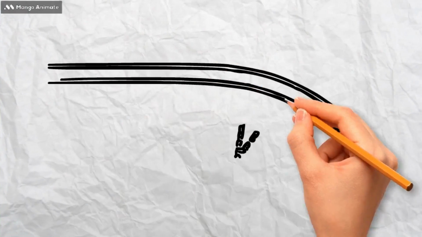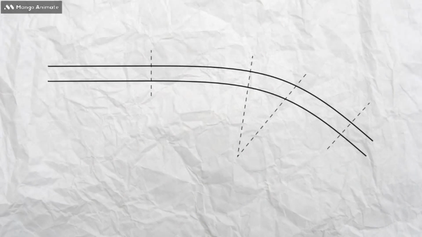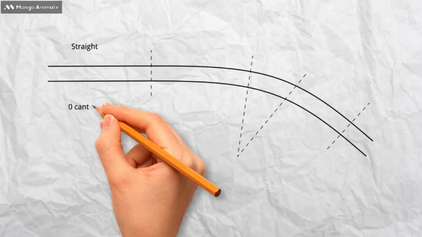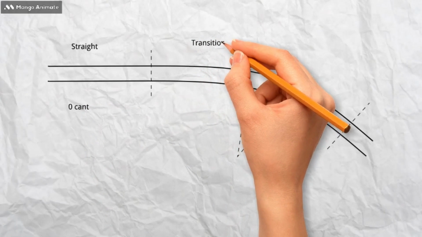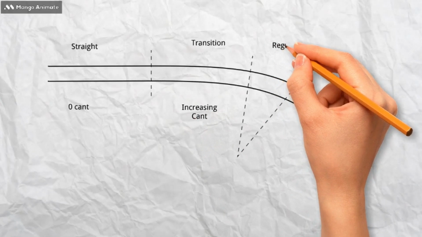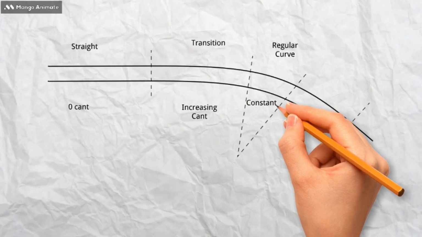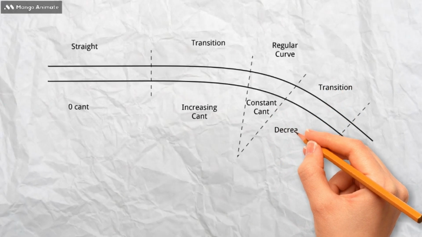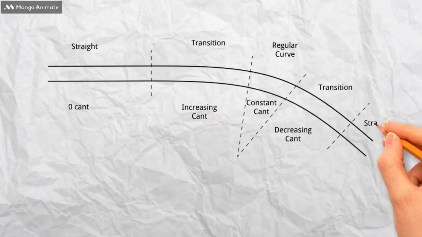Transitions link straight track to curves. They are curves with a radius varying through their length, that slowly tightens until it reaches the radius of the curve it is linking to. Similarly, the cant is increased, or built up through the transition until it reaches the value designed for the curve. The rate at which the cant increases is called the rate of change of cant. The use of transitions reduces the sudden change of forces acting on the trains.